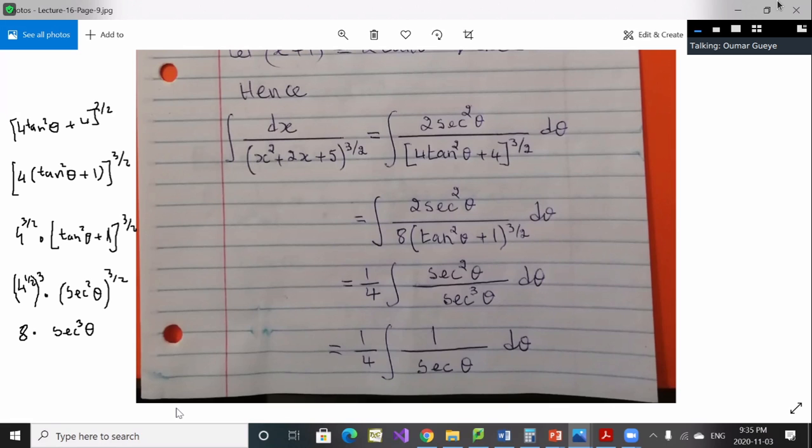Any question before I move to the next page? And now to get the last step here, what I did is simplify by secant square. So the numerator becomes 1 and the denominator is now secant of theta. And as you know, 1 over secant is in fact equal to cosine. It means now my integral is going to be 1 by 4 integral of cosine of theta.